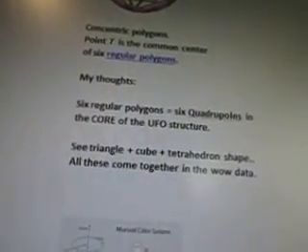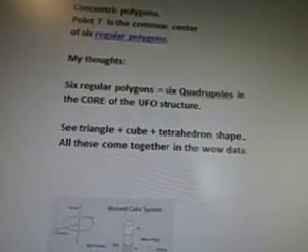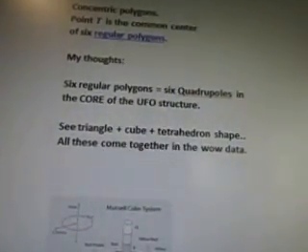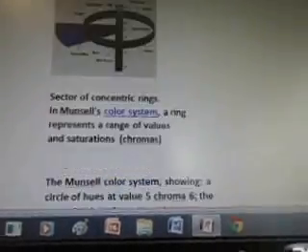Concentric polygons. Point T is the common center of 6 regular polygons. My thought, 6 regular polygons equals 6 quadrupoles. See, I was thinking about it. In the core of the UFO structure. See the triangle, the cube, tetrahedron shape. All these come together in the WOW data.